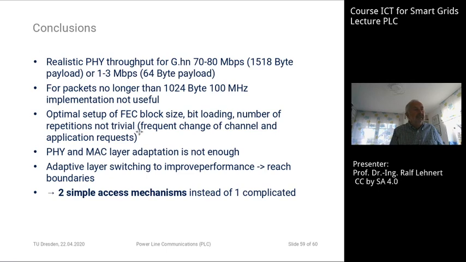That means in most cases nowadays implementations are self-adapting the FEC block size by doing sometimes channel measurements and then adapting block sizes of the FEC and also adapting the bit loading. And the adaptation of PHY and MAC layer is not enough. The adaptive layer switching improves performance and reaches boundaries, and the idea he presented here is simply to run two simple access mechanisms instead of one complicated, and this seems to work.